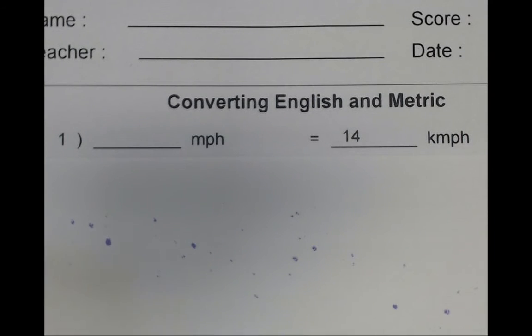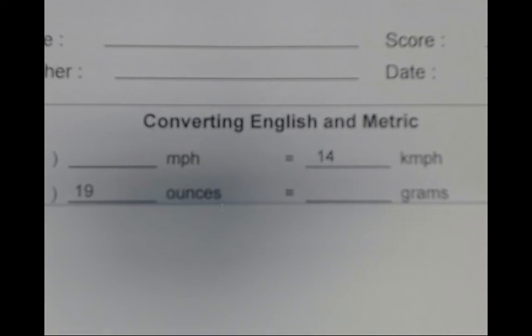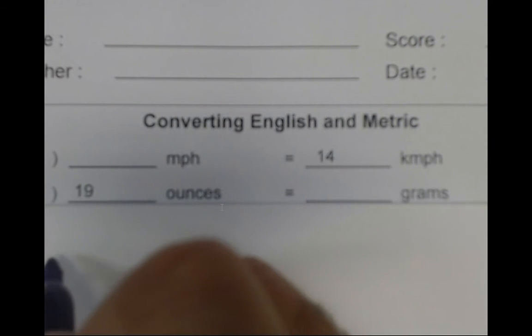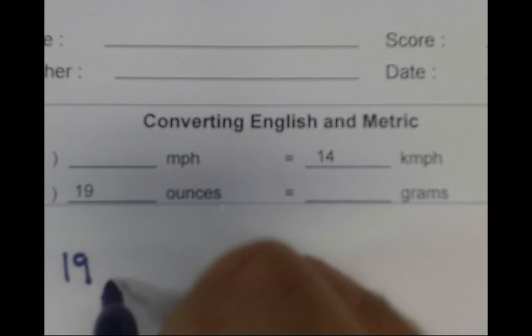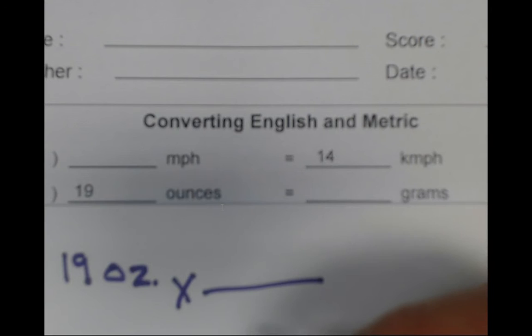So let's try another one. Now the next one, number 2. We have 19 ounces equals how many grams? Again, we write the number that we want to convert. So we're going to do 19 ounces, abbreviated oz. Now we look and see if we have a direct conversion from ounces to grams. Now I don't. I have to go from ounces to pounds to grams. So that's the way I have to do it.